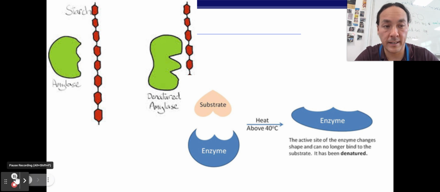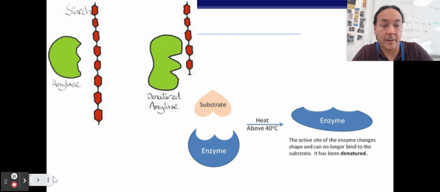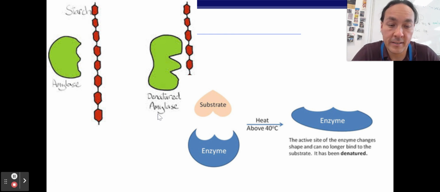Let me get the substrate concentration and enzyme concentration up here. All right, we're almost at the end here. So here is a good example of heating up an enzyme and it becomes denatured. Notice how this enzyme can no longer fit with this substrate. It will not work anymore.